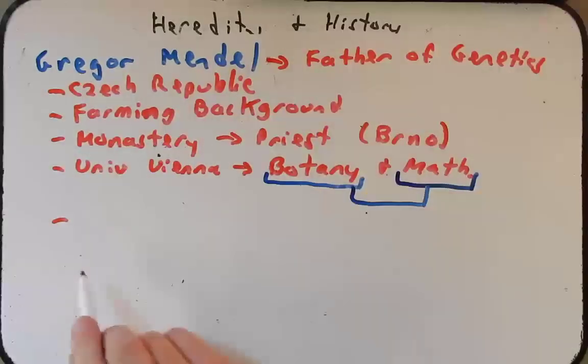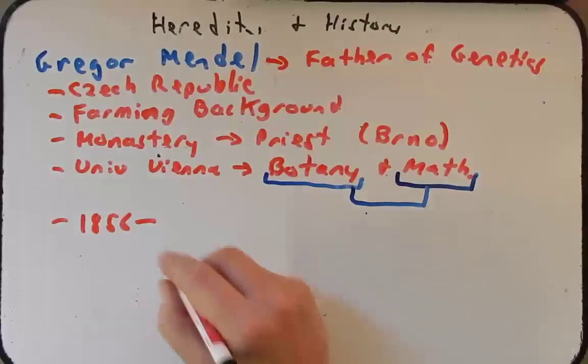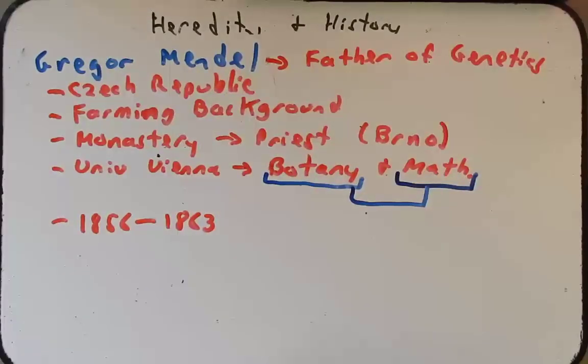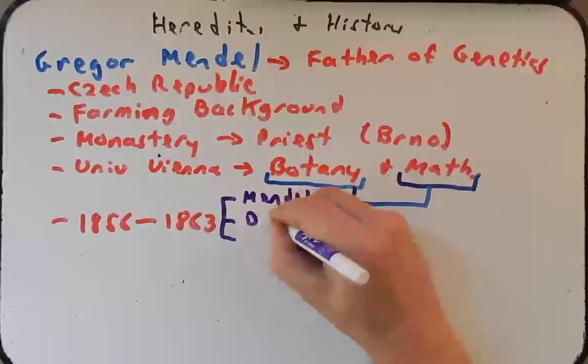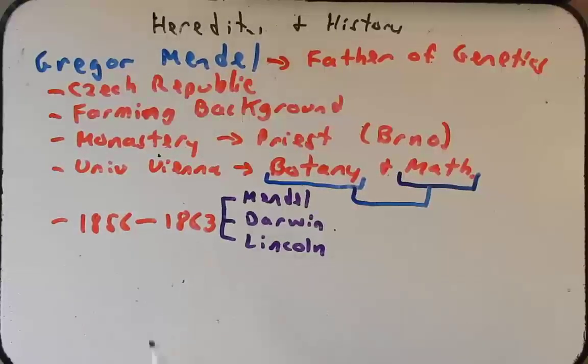After returning from the University of Vienna, he returned to the monastery, where he conducted his famous pea plant crosses. So from 1856 to 1863, he did many studies of pea plants and how to cross them and what you could predict about the crossings. As I look at these dates, I'm reminded of Mendel's contemporaries. That is, I'm reminded of the people that did great things at the same time that Mendel did. So Mendel, Darwin, and Lincoln were all doing great things in this time.